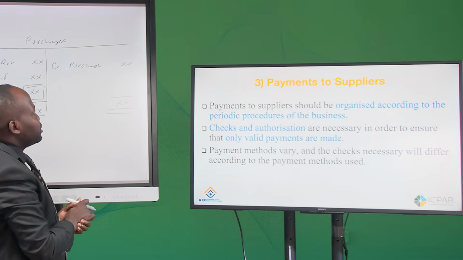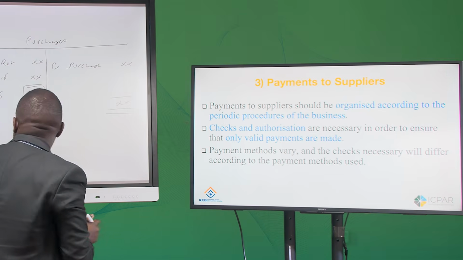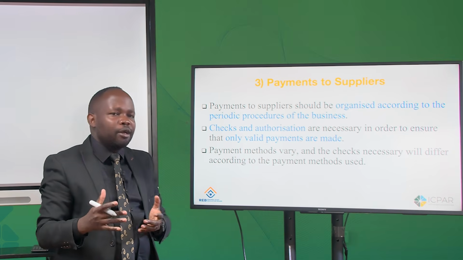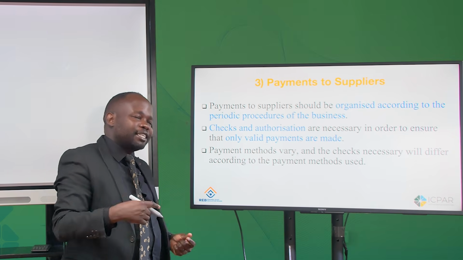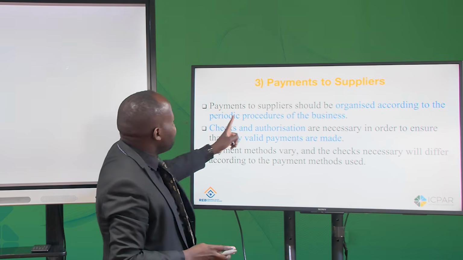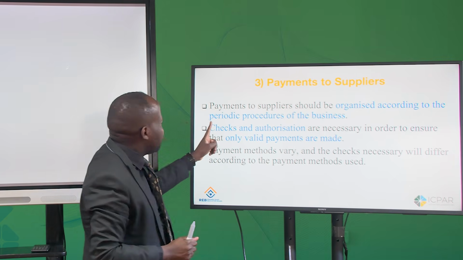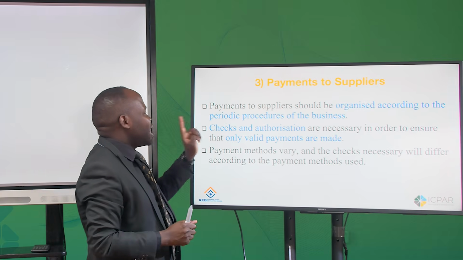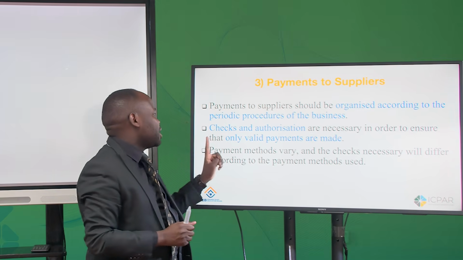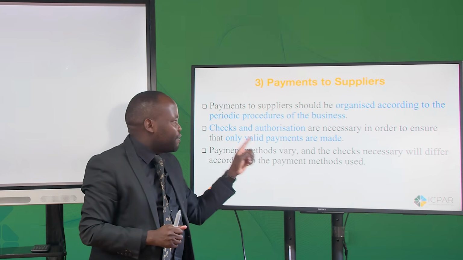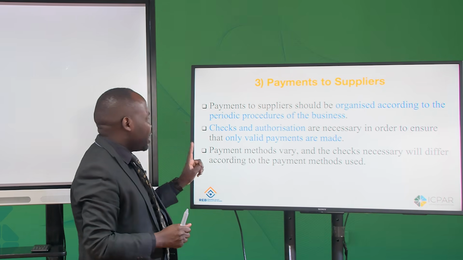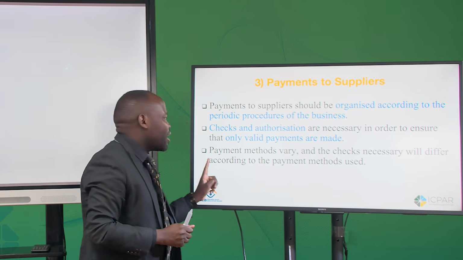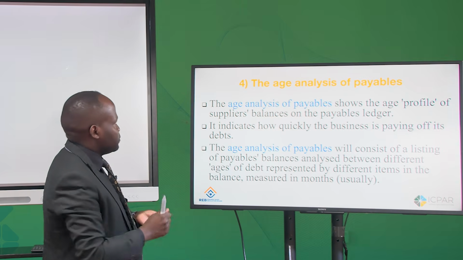Next, payments to suppliers. Just like customers, suppliers now need to be paid. We receive money from customers, but with suppliers, money goes out. So payments to suppliers should be organized according to periodic procedures of the business. Checks and authorizations are necessary in order to ensure that only valid payments are made. Payment methods vary, and the checks necessary will differ according to the payment methods used.